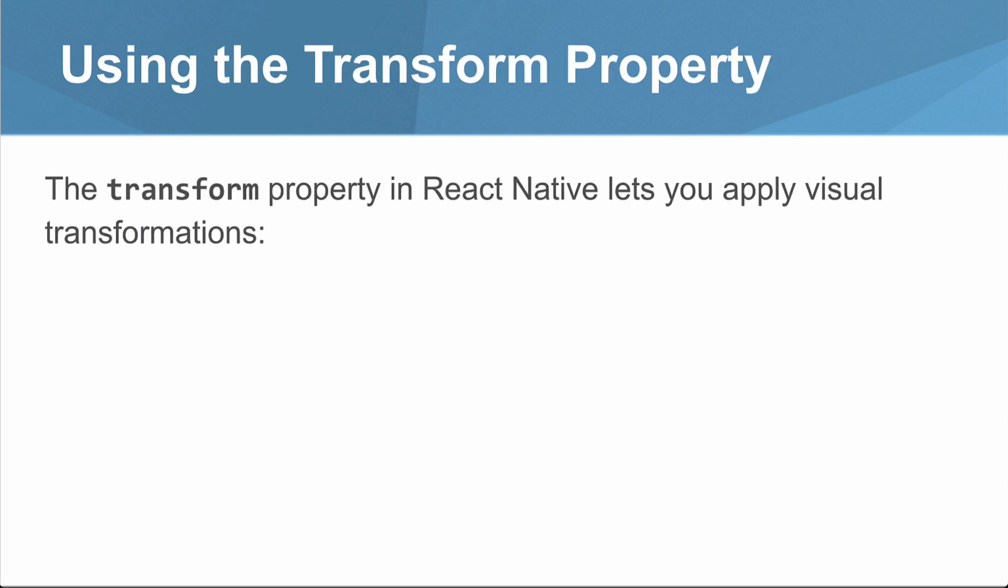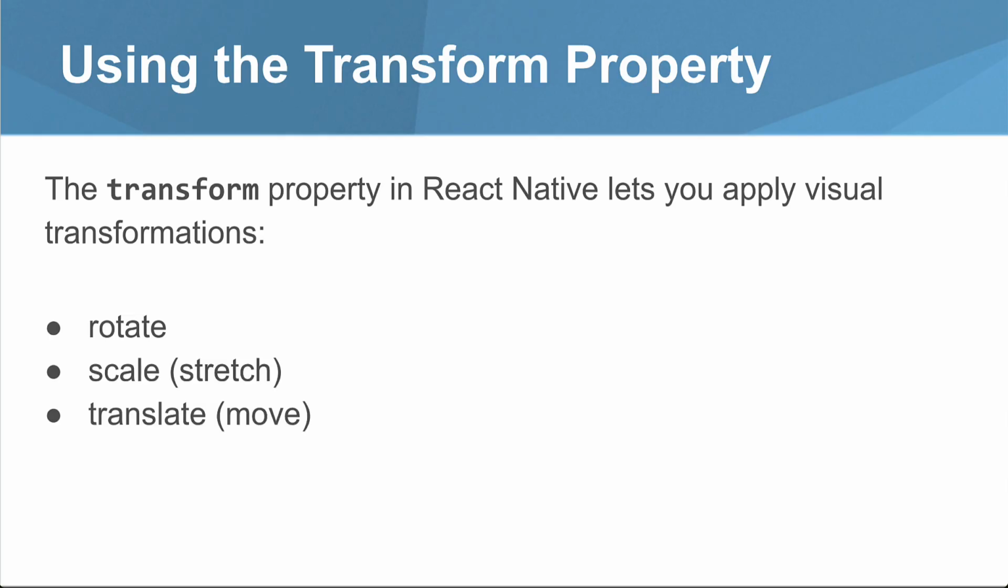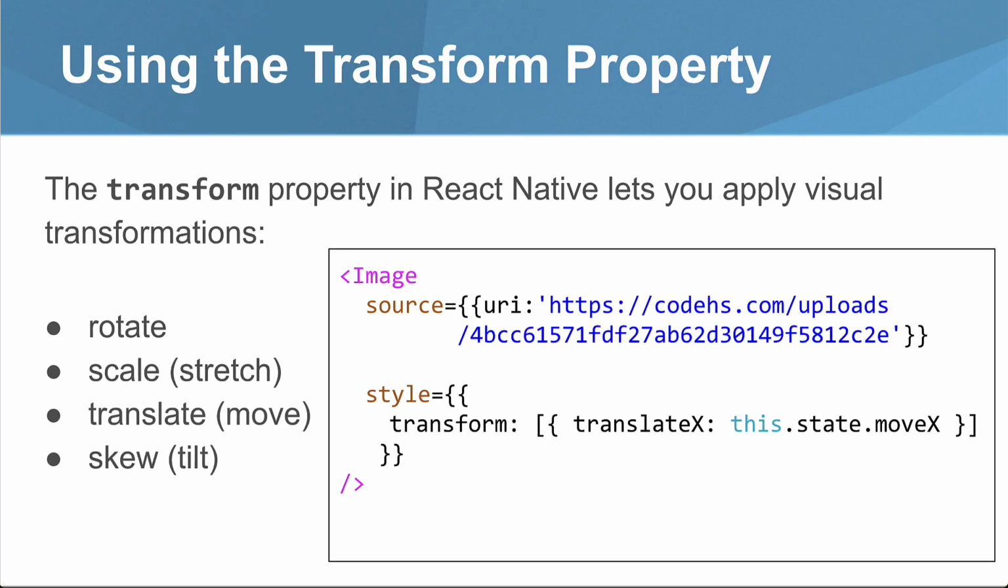So how else can we modify and change our images? React Native gives us a really powerful tool called the transform property. This property allows us to rotate an image, scale it bigger or smaller, move it around on the screen with a translation, or even give it a skewed or tilted effect. The important part is making sure that this transform property is within the image's styling. Let's take a closer look at the different transformations we can use.